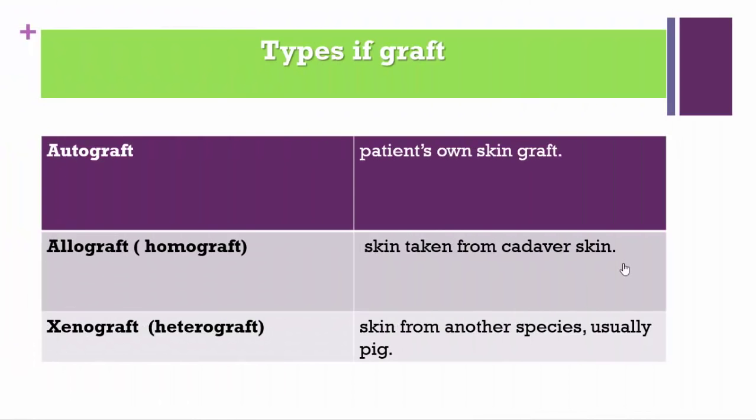Let's see the types of graft. First is autograft. We can use the patient's own skin graft for a burns patient or any other patient. Then allograft or homograft. Skin taken from a cadaver is known as allograft. Xenograft or heterograft means skin from another species. Usually we use pig skin, that is called xenograft.